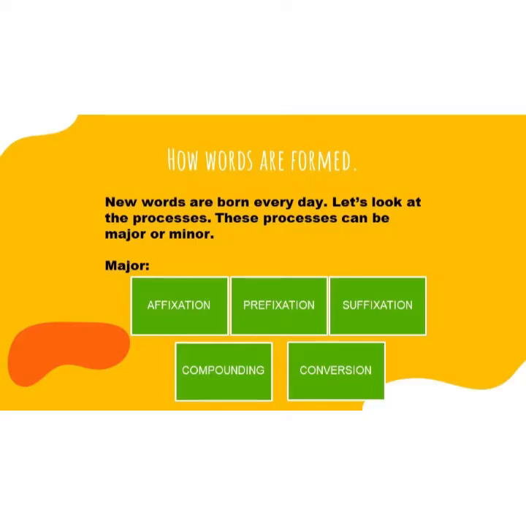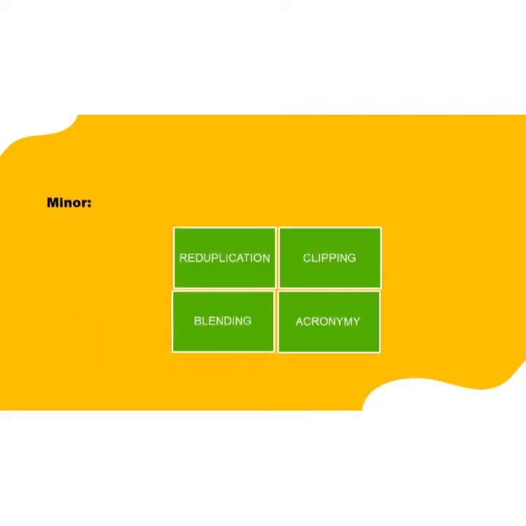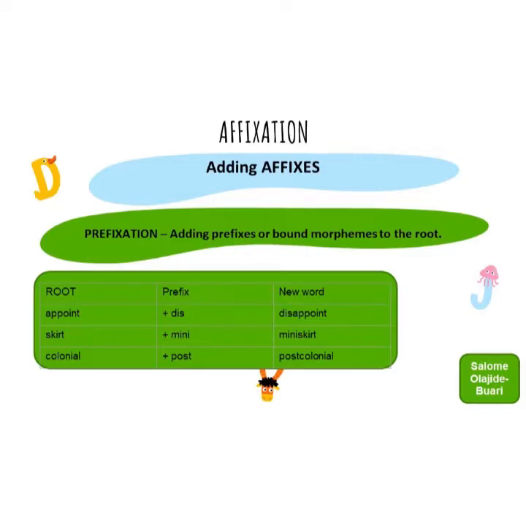We want to look at how words are formed. New words are born every day. These processes could be major processes such as affixation, compounding, and conversion, or they could be minor processes like replication, clipping, blending, and acronymy. Let's focus on affixation. Affixation is divided into prefixation and suffixation.